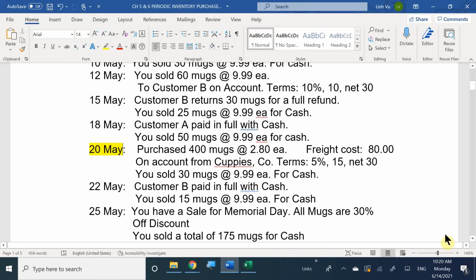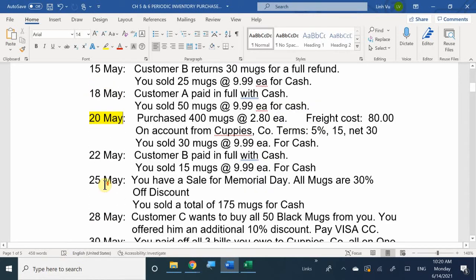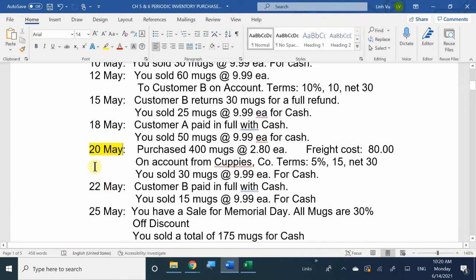Okay. So here we left off on May 20th. All right, we completed the 18th transaction. So let's continue on with May 20th. So then what happened here?